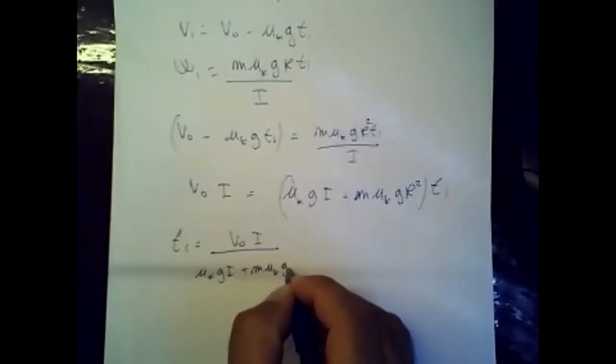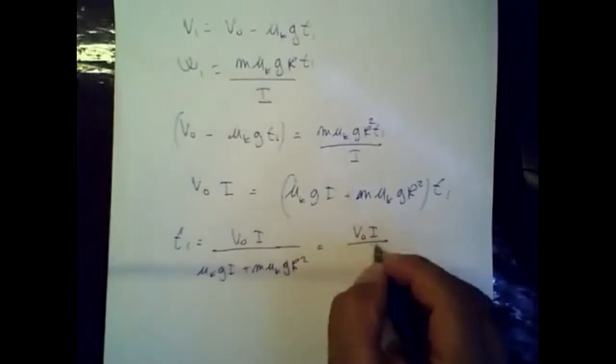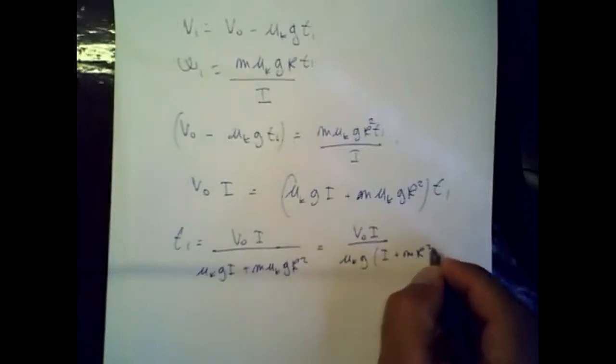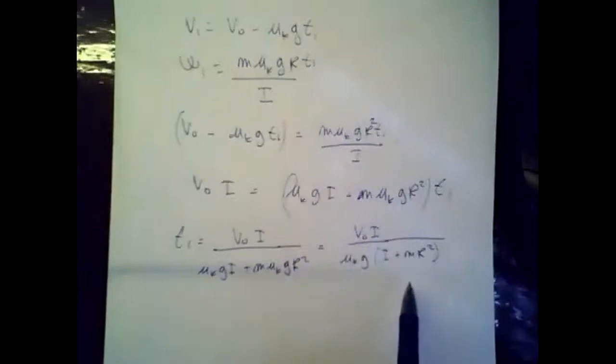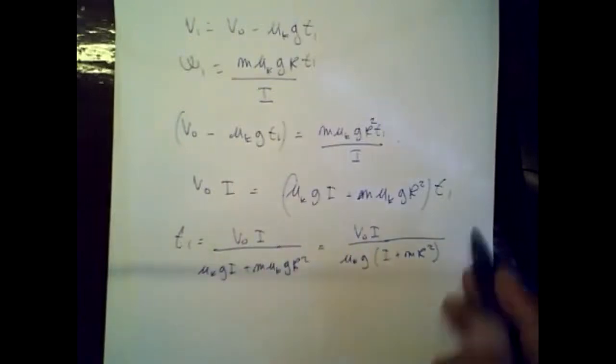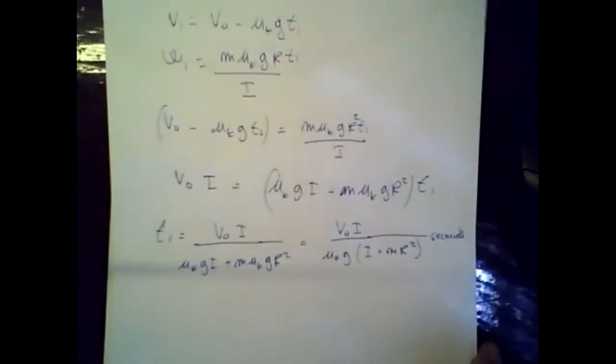Mu k g r squared, and then perhaps we can even write it like that: mu k g times I plus m r squared. Are the units proper, do you think? I divide by I plus m r squared. This is unitless. Mu k is unitless, so v is equal to t times acceleration, so the units will be in seconds for sure. So this is one way to double check what you worked on.